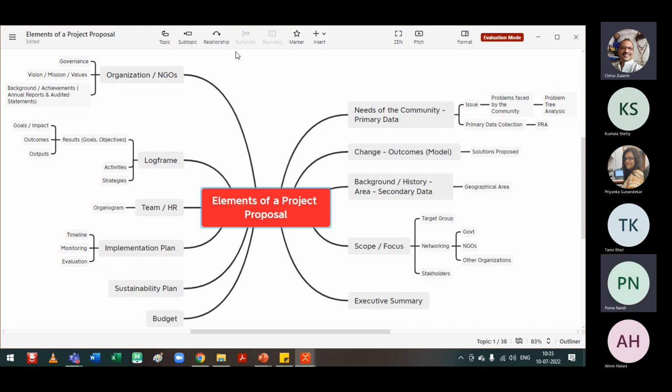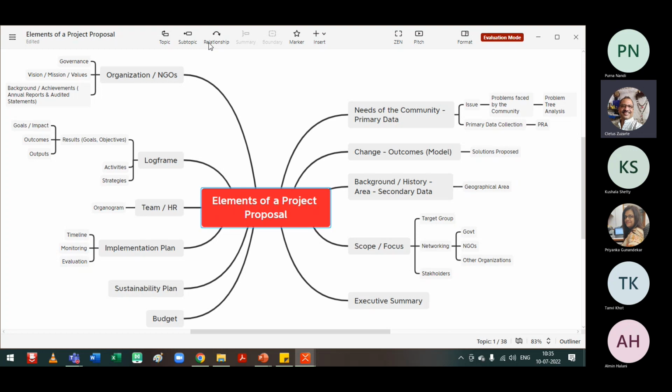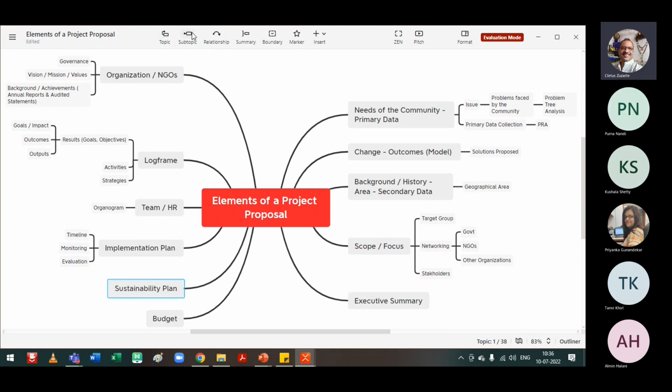Sir, exit mechanism, maybe. Okay, exit. That will come in the sustainability. Since you mentioned it, I'll put it down. Your exit plan will come in that.